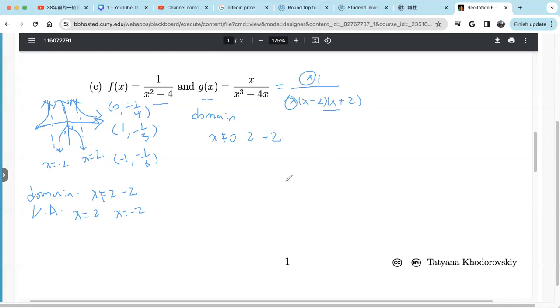So now let's graph this. After simplification, this is exactly the same as f of x. So the graph is very similar to f of x, but only at 0 we have an open circle. We have x equals -2 as a vertical asymptote, and x equals 2 we also have a vertical asymptote, right?